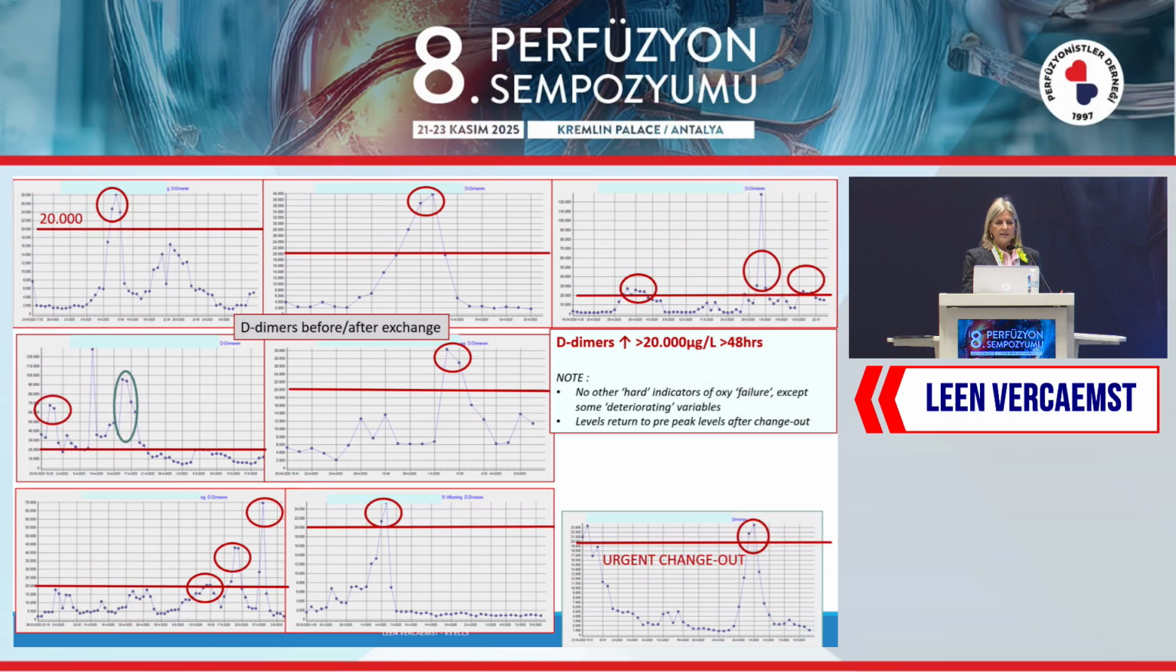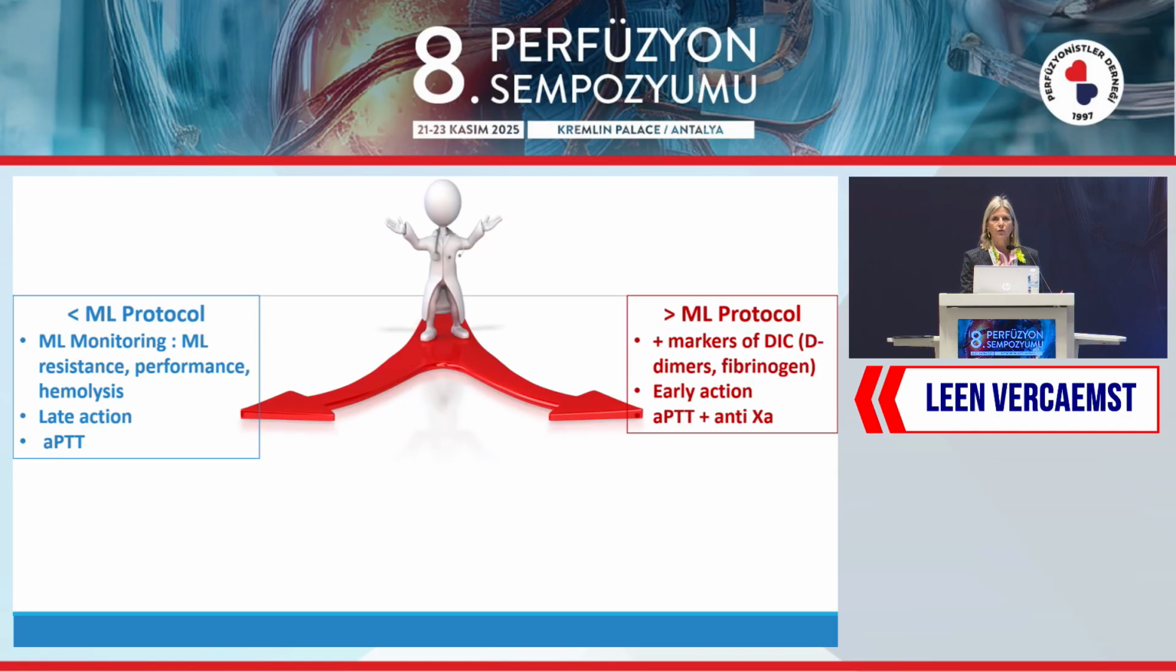Okay, if you look at the D-dimers, that's a few of our patients. It really is the case. If we see an increase, a delta of, we say, a delta of 20, then we change out, and you see immediately a drop, and it goes back to the baseline level as before your exchange. So what's the difference between our protocol before and after?